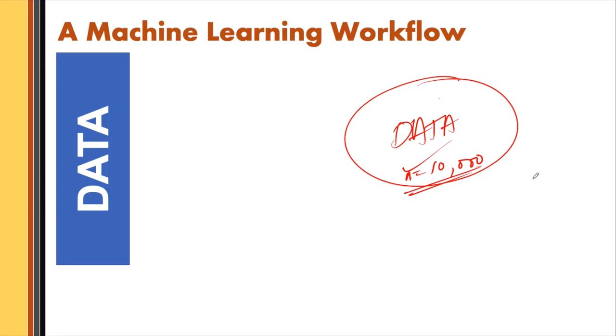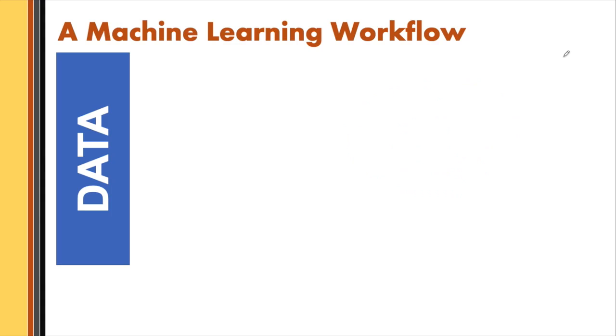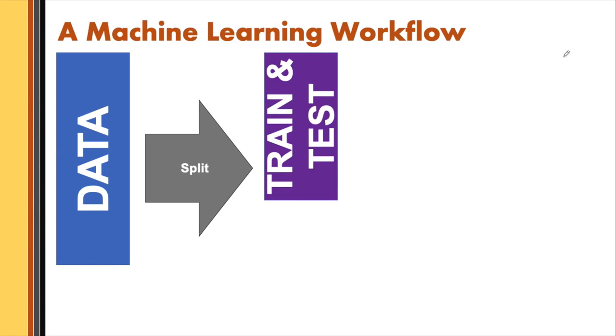Now, in data science, we do not use all of this. The entire data will not be used right away. What they do is split the data into two partitions. They call them the training and testing data sets, which is usually 80% of the entire data. Some use 70, some use 90, but it's recommended that it's 80%.